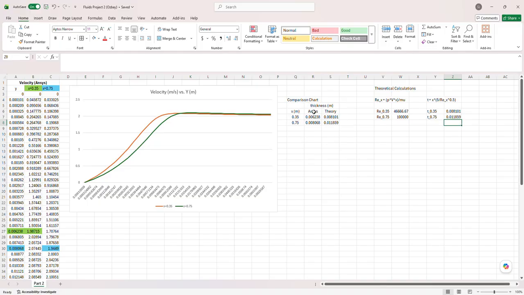So here you can see on the left side is the Ansys results and the theoretical results on the right side. So that was pretty much it for part B.